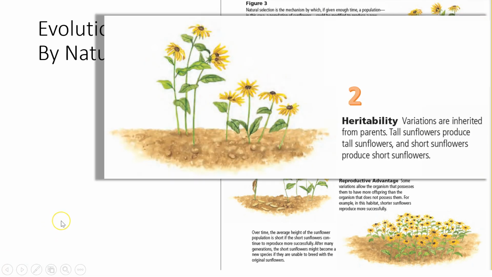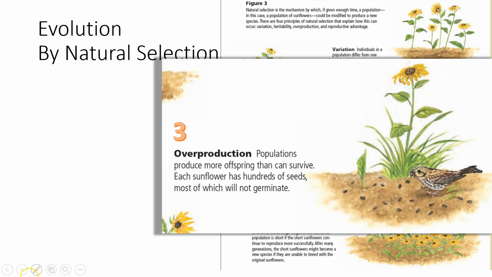Another really important concept is heritability. Those differences, those variations need to be able to be passed on. In other words, tall sunflowers produce tall sunflowers. Short sunflowers produce short sunflowers. Darwin understood this idea, even though he didn't actually know how genes worked. The next important component is overproduction. That is, individuals in a population produce too many offspring. These sunflowers produce too many seeds. Not every seed will survive. This leads to competition among individuals in a population.